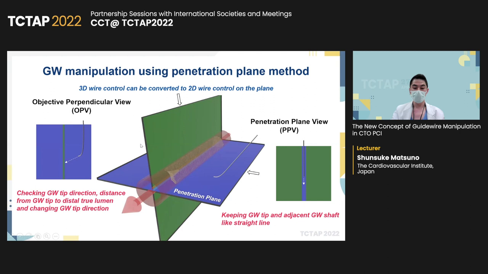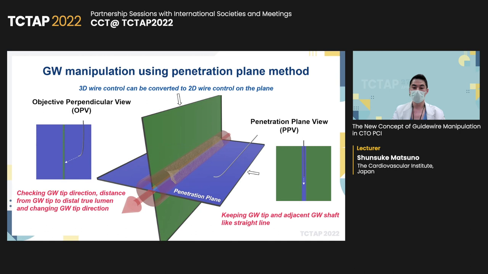In the penetration plane method, all we have to do is to manipulate the guide wire on the penetration plane. On the PPV, we need to advance the guide wire to keep the guide wire tip and adjacent guide wire shaft like a straight line. On the other hand, on the OPV, we need to check the guide wire tip direction and distance from the tip to the target and to change the guide wire tip direction if needed.